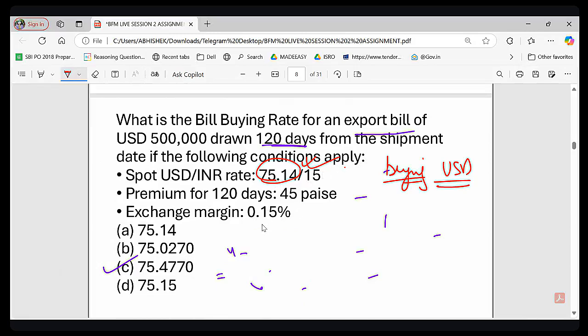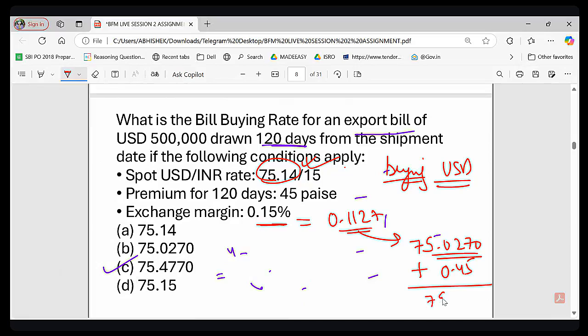Deduct the exchange margin. Exchange margin is 0.15% of 75.14, which is 0.1127, which results in 75.0270 after deducting. And then you add the forward premium, which is 0.45. So after addition this will give us 75.4770, right? Understanding this step by step ensures you can solve similar questions with ease.